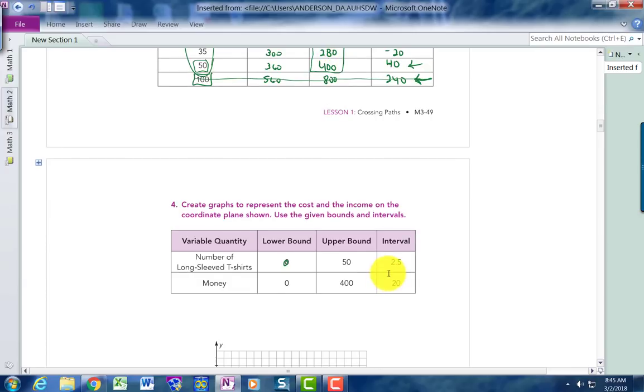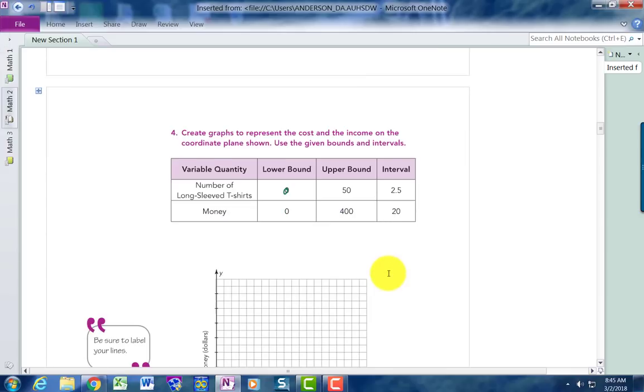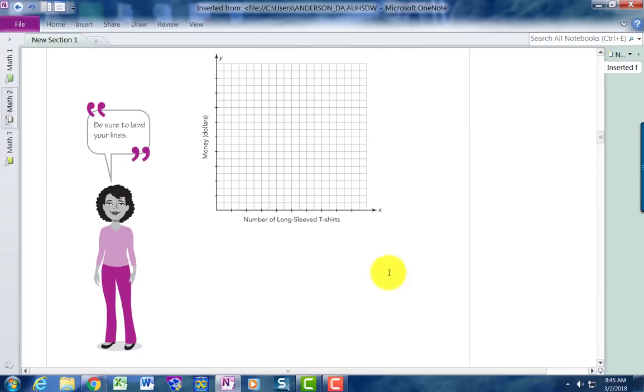So when you get to your graph, remember the x-axis was number of t-shirts. We're counting by 2.5. So each of these is 2.5. So therefore that would be 5, 7.5, 10, 15, 20, 25, 30, 35, 40, 45, and then the maximum here is 50.